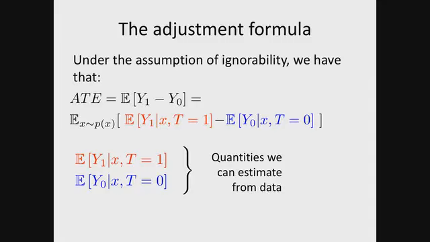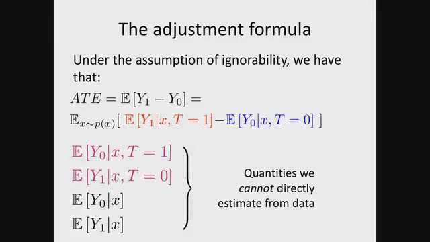But notice there are some things that we can't yet directly estimate from our data. In particular, we can't estimate the expectation of Y0 given x comma T equals 1, because we have no idea what would have happened to this individual who actually got treatment 1 if they had gotten treatment 0. So these we don't know. And similarly, these we don't know.